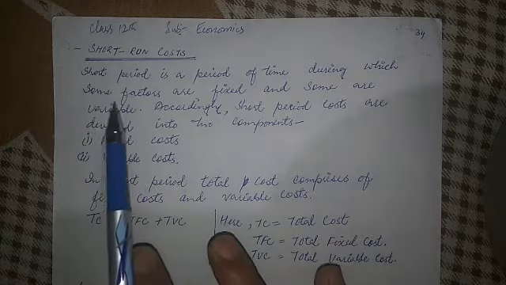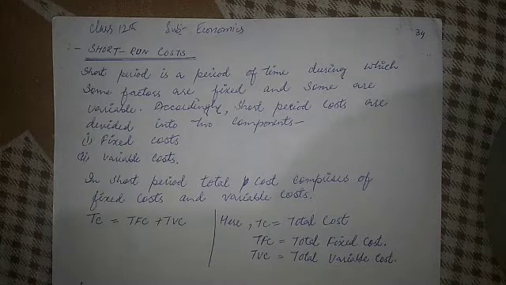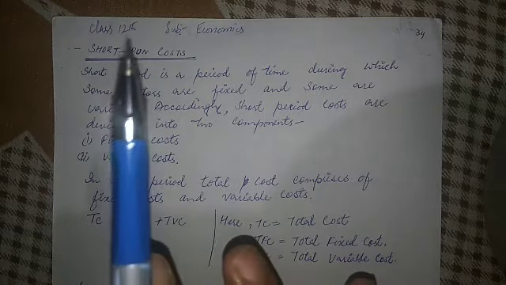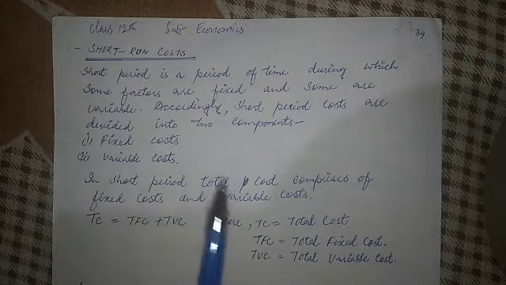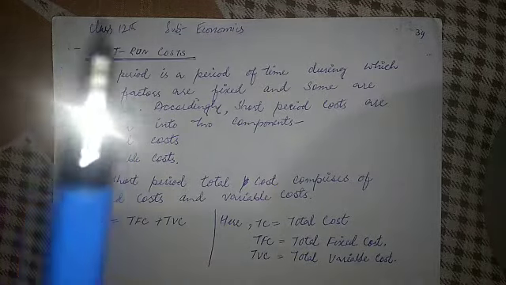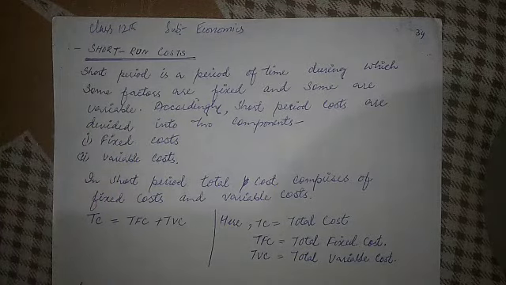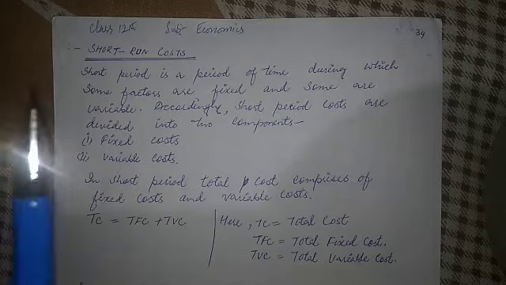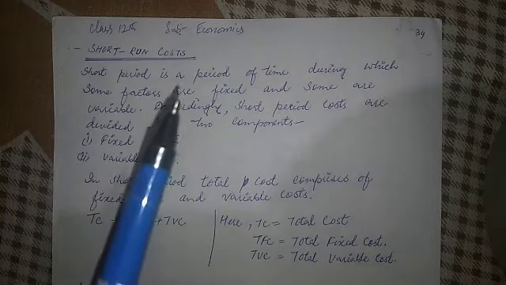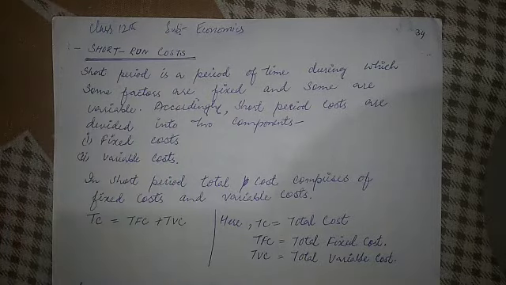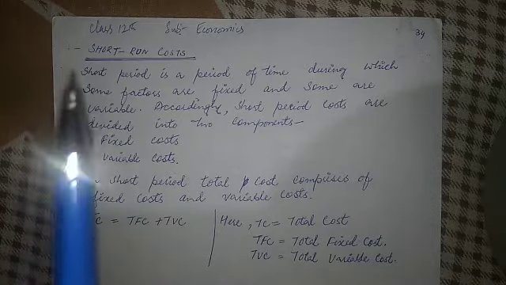Our today's topic is short run costs of production. We know short period is a period of time during which some factors are fixed and some are variable. Accordingly, short period costs are divided into two components. Fixed costs referring to expenditure on fixed factors and variable costs referring to expenditure on variable factors.